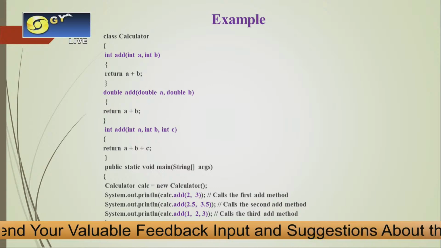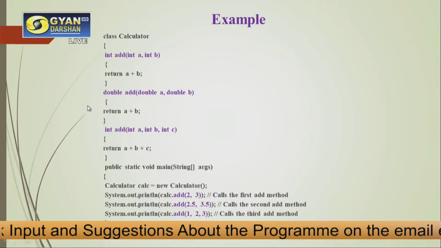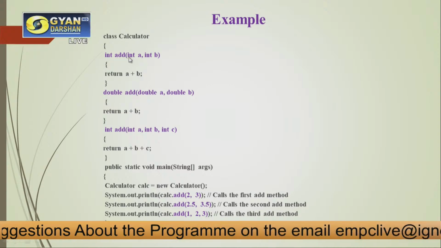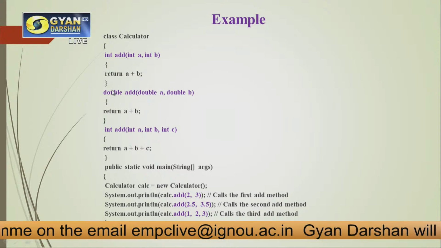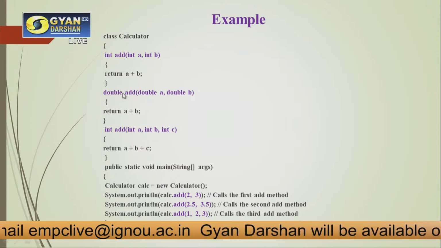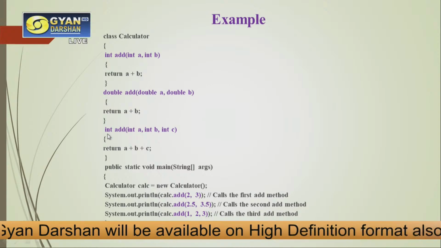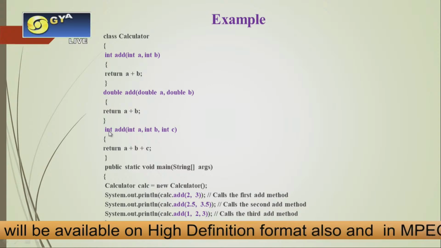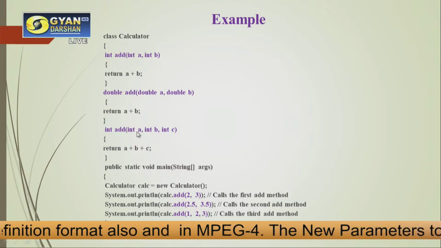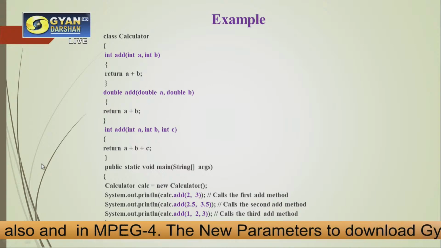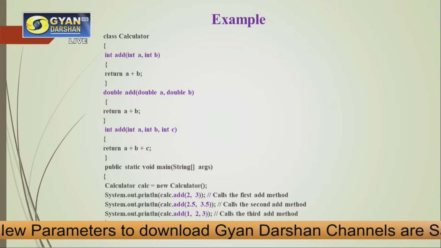the add method is there, but these are three different add methods. One add method is here. In this add method there are two integer values passed and the return type is integer. The second one is that a double is being returned and two double variables are passed. And the third one is that an integer value is being returned, but there are three arguments which are of integer type being passed. It means we are having three implementations for the same name, that is add.